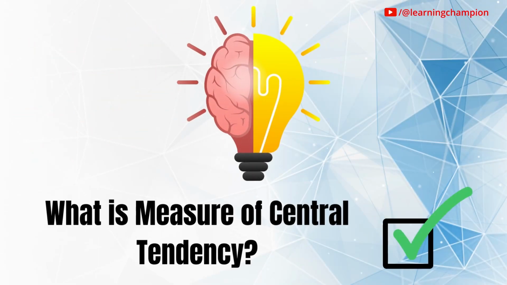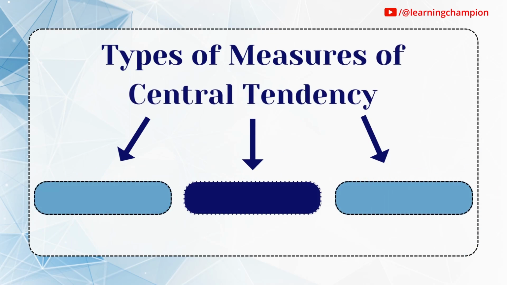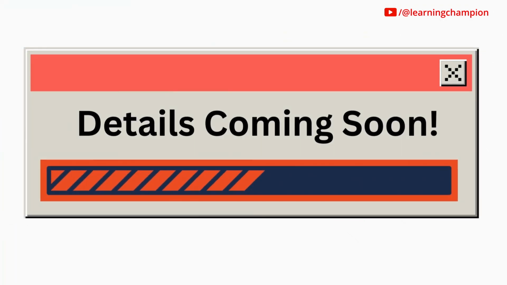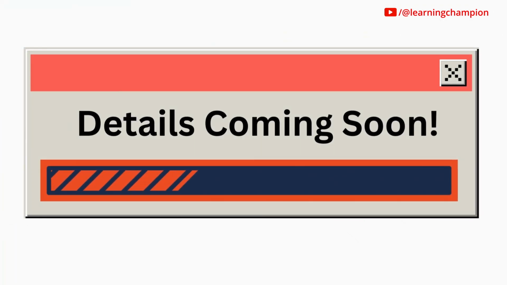Now that we have a clear understanding of what the measure of central tendency is and why we use it, let's move on to different types of measures of central tendency. There are three common types of measures of central tendency. First is mean, second is median, and third is mode. We will briefly describe each of them in this video, but will cover them in more detail in one of our future videos.